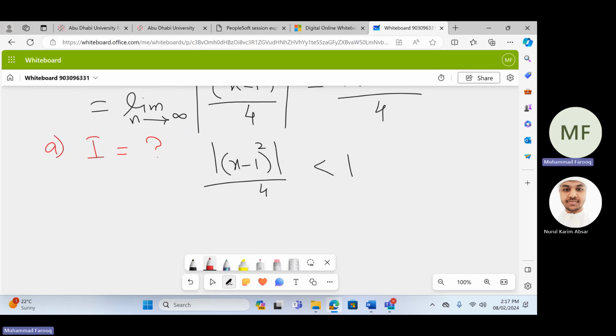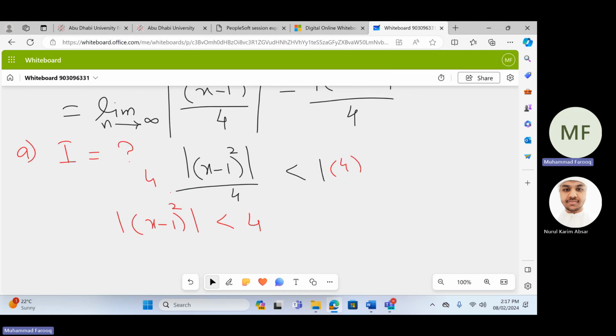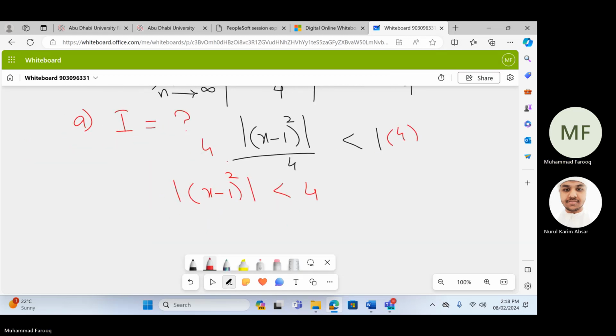Now, next, simplify. 4 and 4 here. So the absolute value of x minus 1 square is less than how much? 4. Understand? I'm just simplifying. I remove the 4 from both sides, so this and this cancel out. Now here basically there is no need for absolute value, because the square is positive, so it doesn't require absolute value.